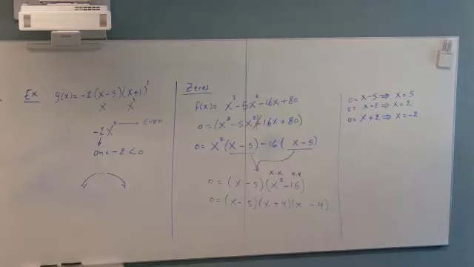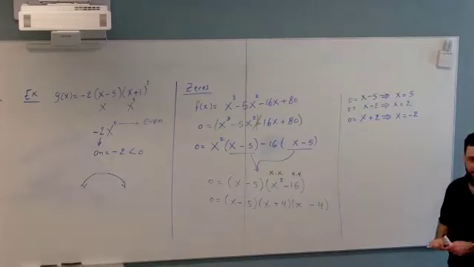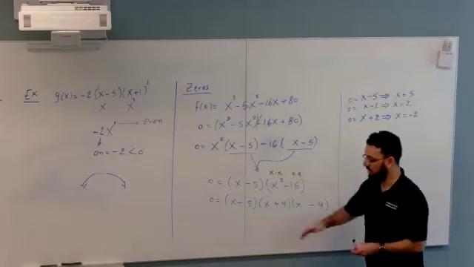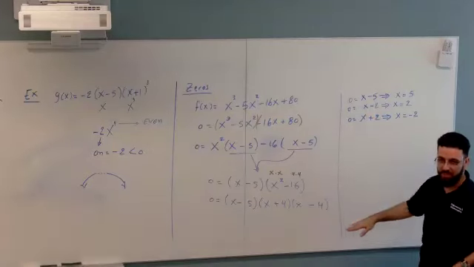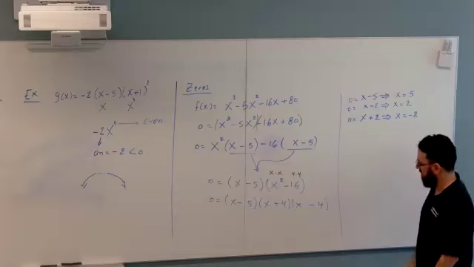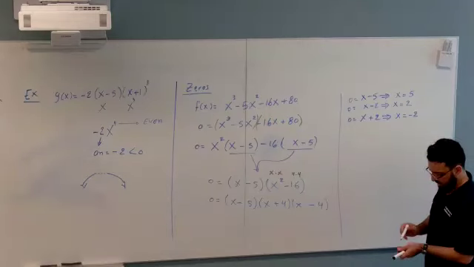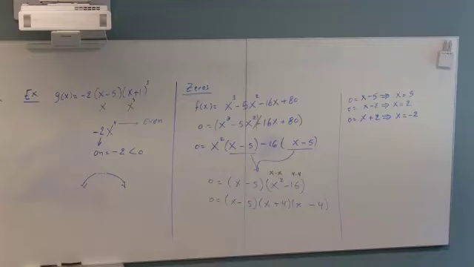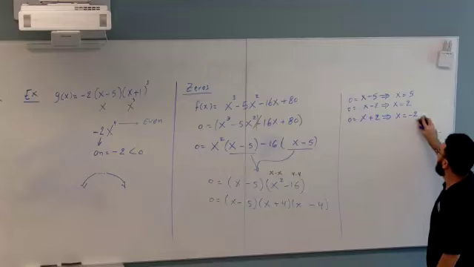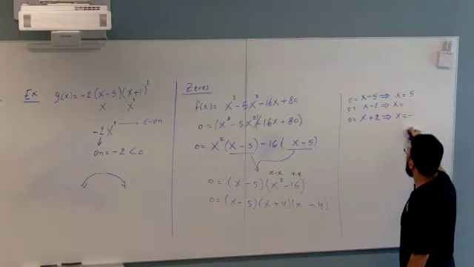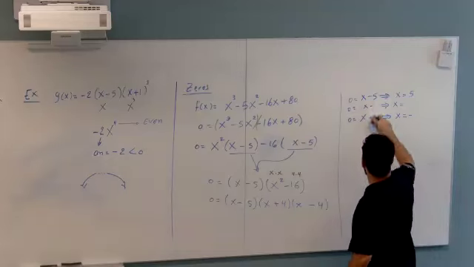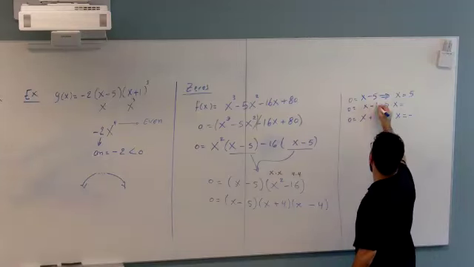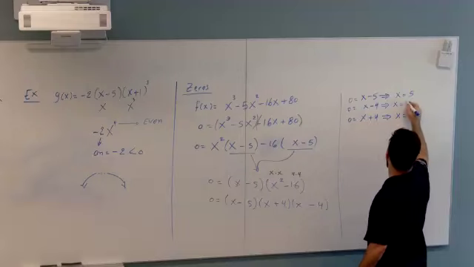Remember the zero factor property? When we set 2 parentheses equal to 0, that's what we're using here. Did you mean to put 4 up there? Oh, it's 4. Why did I put 2? Perfect. 4.